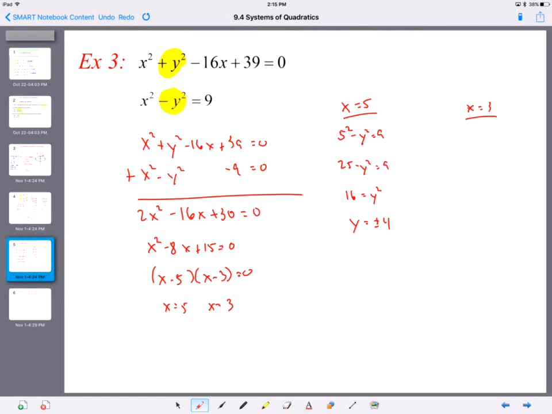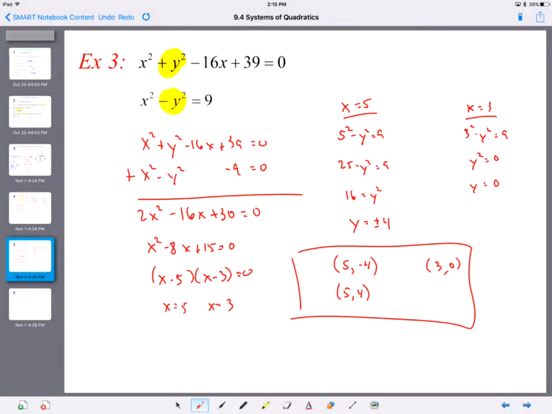So then what happens? Well, let's go ahead and do it. X equals 3. So now we have 3 squared minus y squared equals 9, and we get y squared equals 0. And when you go to take the square root, normally we'd get plus or minus 0, but 0 obviously is just 0. And so now on this one, it looks like we're actually going to get 3 solutions. We got 5, negative 4. We have 5, positive 4. And then on this one over here, we got x equals 3 and y is 0. So we got 3 solutions on this one.